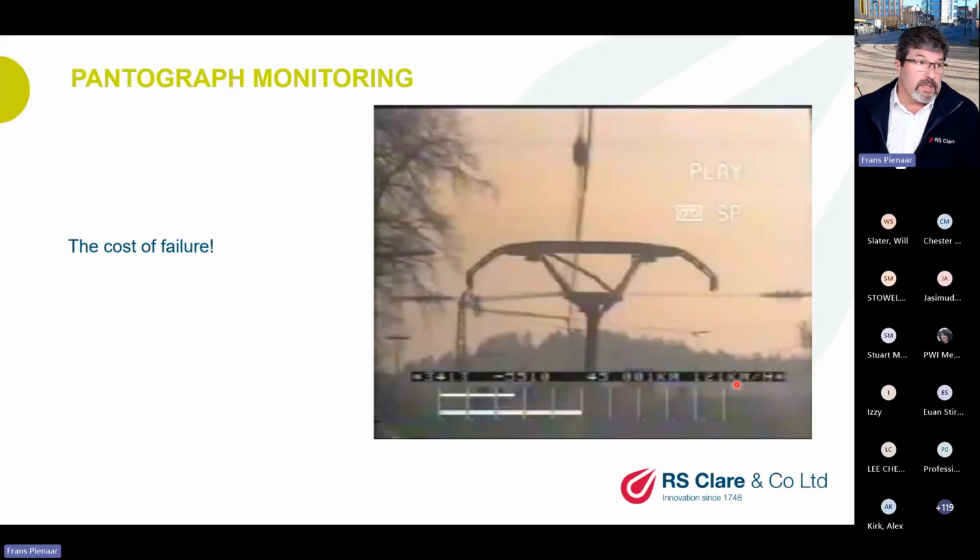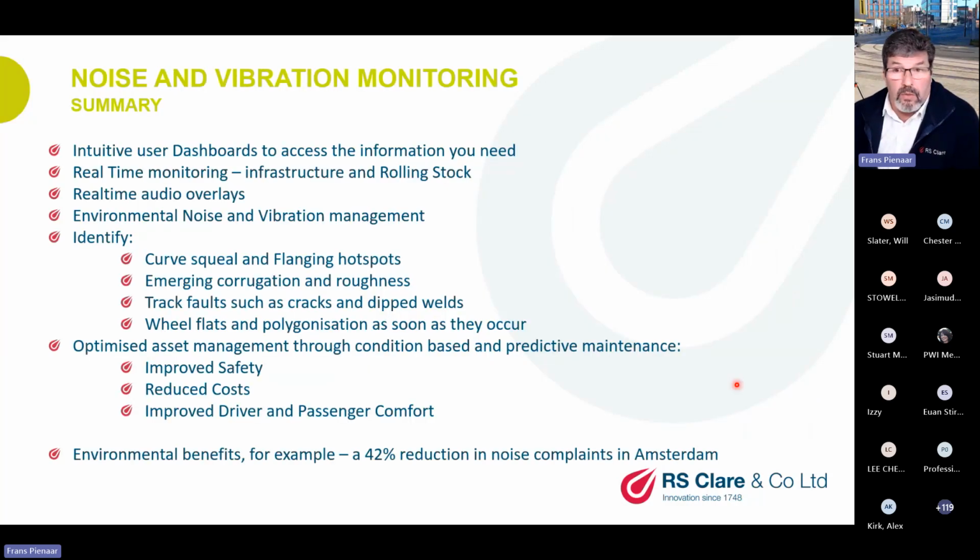And that brings us to the summary. What does this mean all to you? The main thing is you're getting a system. All the data that's coming in is a system that monitors real-time infrastructure and rolling stock. There's different dashboards that will help you do analysis of the issues that you see, and all of those things are also then managed in the background with an AI and the algorithms that are in the system.